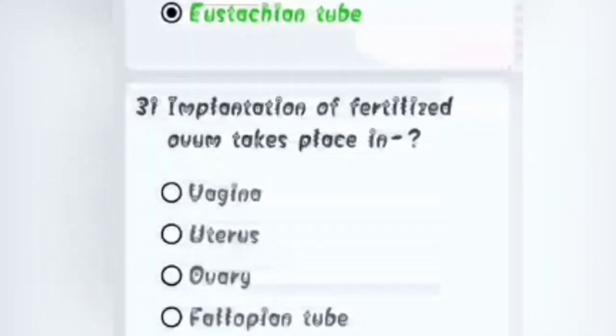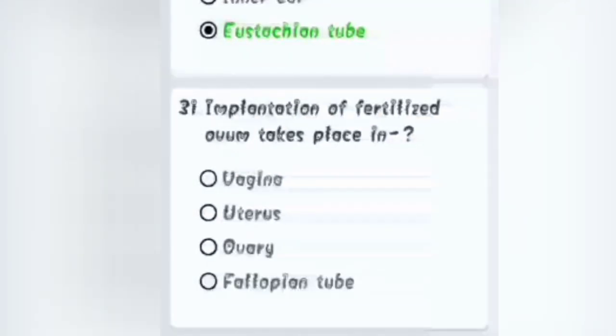Next question, that is 31st question: implantation of fertilized ovum takes place in option A, vagina, option B, uterus, option C, ovary, and option D is fallopian tube. The answer of this question is option B, that is uterus.